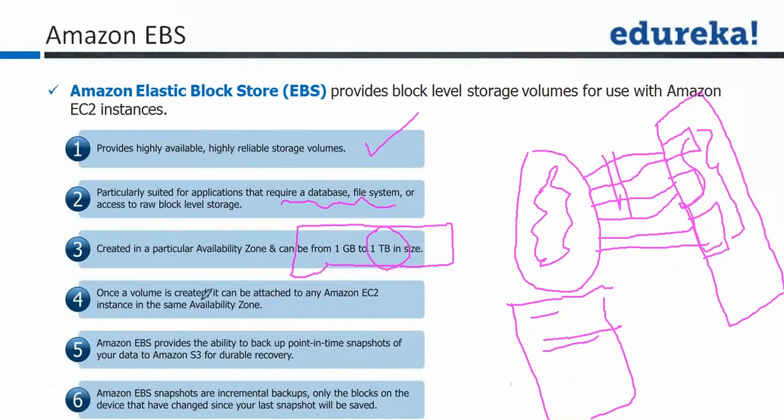The best part, or the most important part, is that the volume, once created, can be attached to any EC2 instance in the same zone only. So they will be available in the same zone only. In this scenario, EC2 instance and EBS would always be in the same zone.